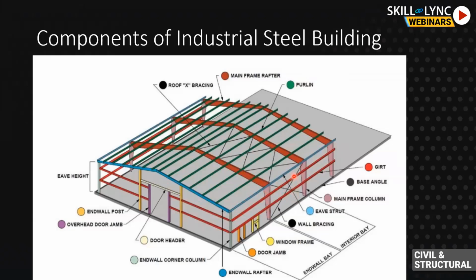So sag rods are nothing but members which will restrain your girts or purlins. So that is not shown in this figure right now, but there can be members if the length is high. So that is the function of eave strut.